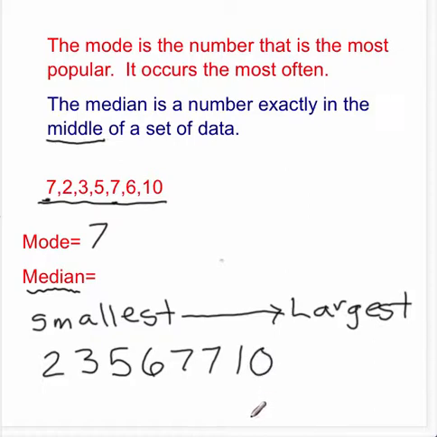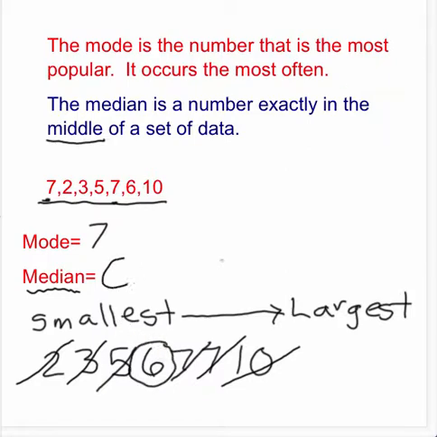To find the number that's exactly in the middle of the list, one strategy that works well is to cross off one number from the large side, one number from the small side, and keep going until you work your way to the middle of that list. When we do that, we'll find that 6 is the number right in the middle. That is my median.